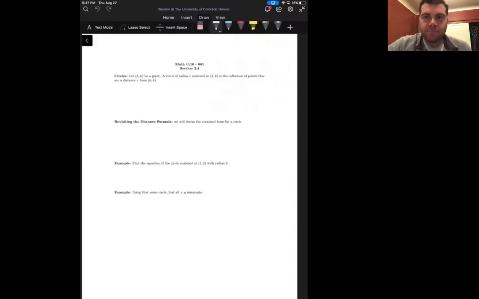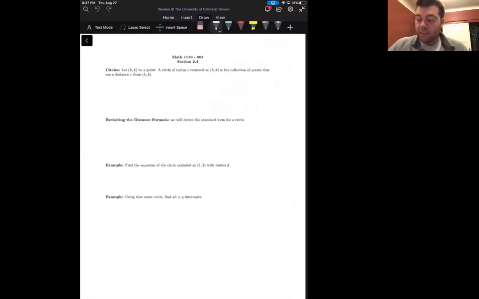All right. So hopefully you thought about how to define a circle, and we're going to give a mathematical definition right now. If we have a circle in a 2D plane, we let (h, k) be a point in that plane. Then we say the circle of radius r, where r is some positive number, centered at (h, k), is the collection of points that are a distance r from (h, k).